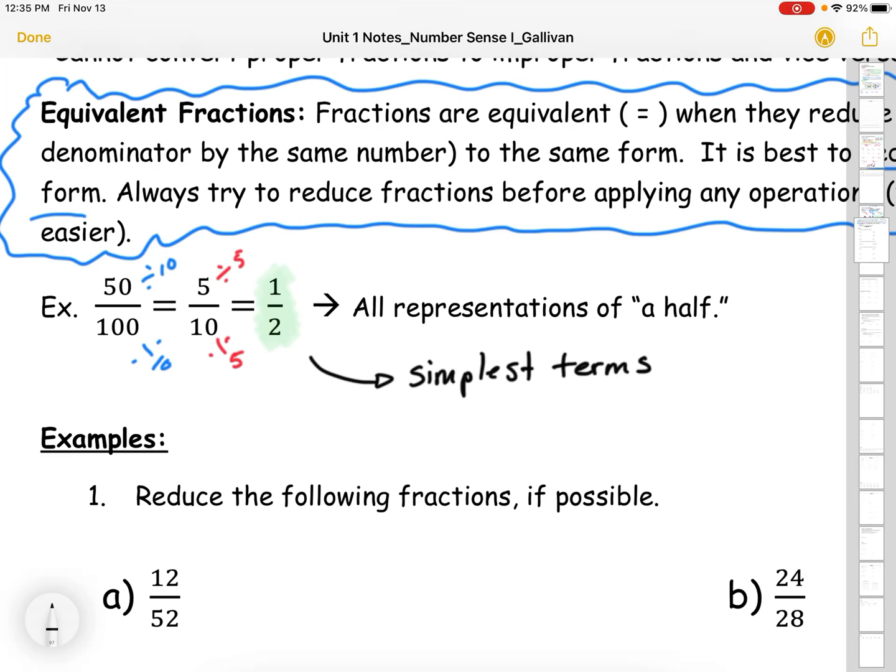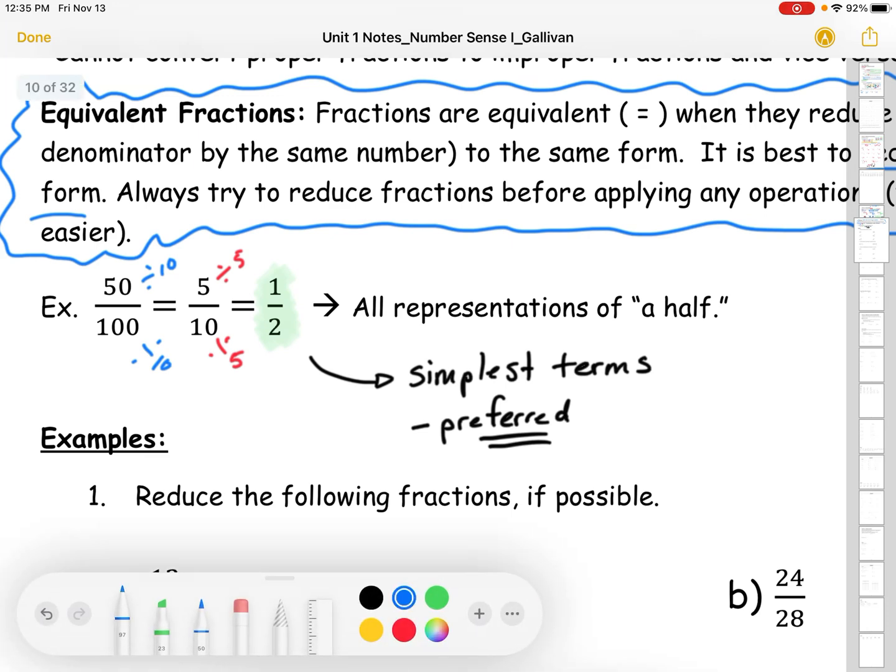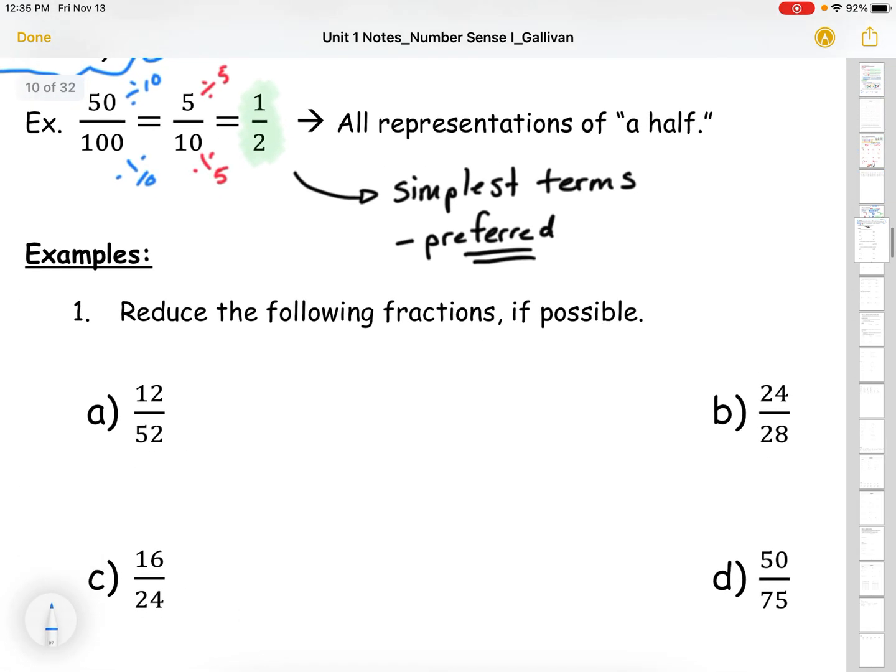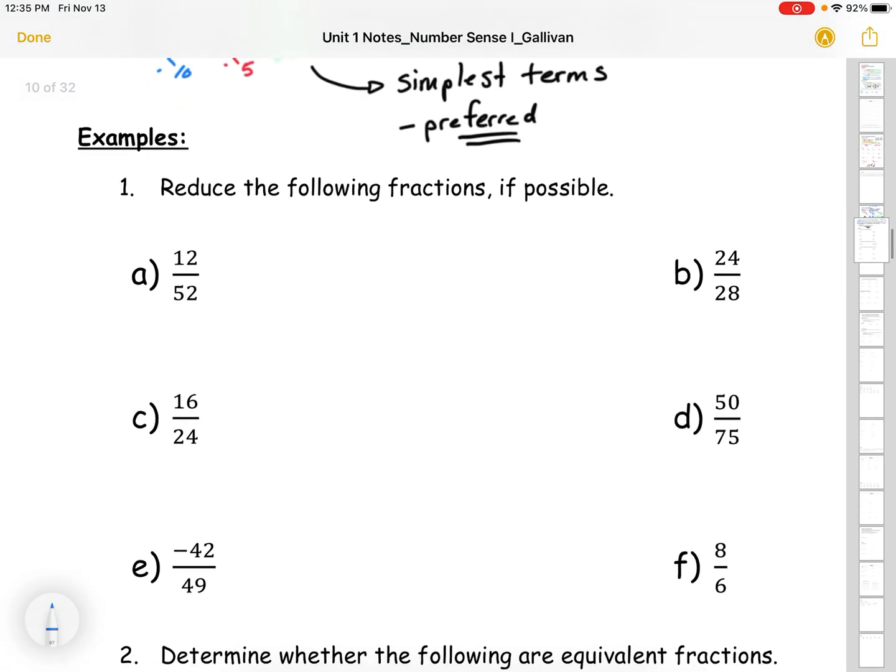Because I can't reduce it any further. That is what we prefer. So this is preferred. It will make your work easier, and it also is cleaner. So let's do some examples with these. We're going to reduce the following fractions if possible.